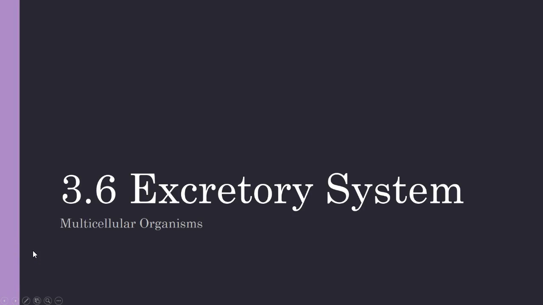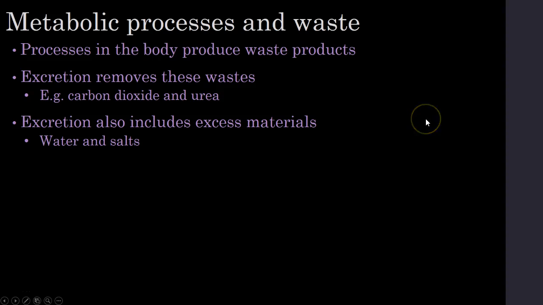Hi everyone, so today's video is going to be on the excretory system. So we know that we have metabolic processes in the body, and these processes, for example, cellular respiration, produce some waste products that need to be removed. And that's the purpose of the excretory system, to remove these wastes. Some examples of waste include carbon dioxide and urea, and we've also got excretion of excess materials as well, for example, water and salts.